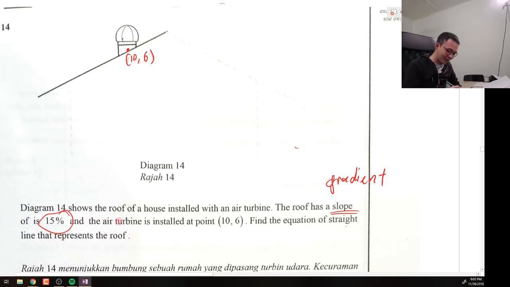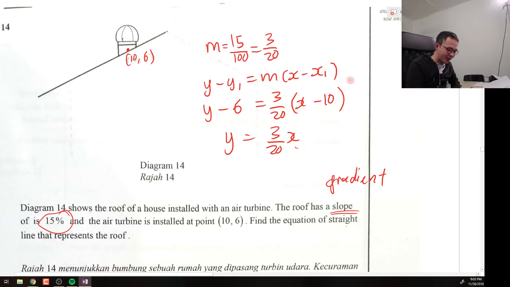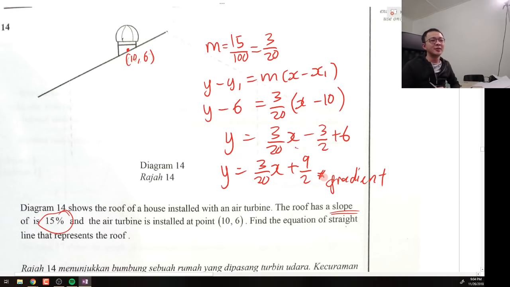Since the question says the slope is 15%, I will assume the gradient is 15%. 15% means 15 over 100, right? So I will assume this is my gradient, and form the equation like this: y minus y1 equals m times (x minus x1). Then y minus 6 equals 15 over 100, which we can simplify by dividing by 5 to get 3 over 20, times (x minus 10). Multiplying in, you have 30 over 20, so it's minus 3 over 2. Then plus 6 gives 12 over 2, which is 9 over 2. The only tricky part for this question is the 15% here.